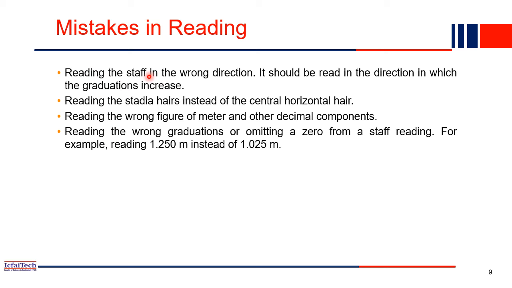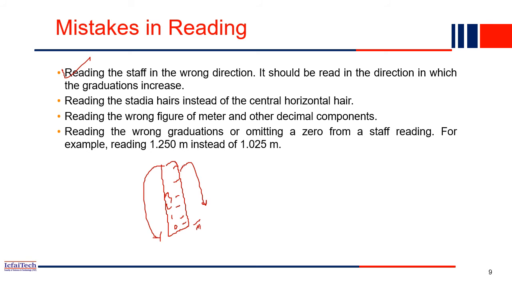So reading the staff in the wrong direction, meaning the staff is held wrongly, let me draw it here. What happens is, on a staff you have 0, 1, 2, 3, like that it goes, right, from the ground side. So if someone is holding the staff in the opposite direction, that is upside down, then again this will introduce error, right? So that is the first point which we are discussing.